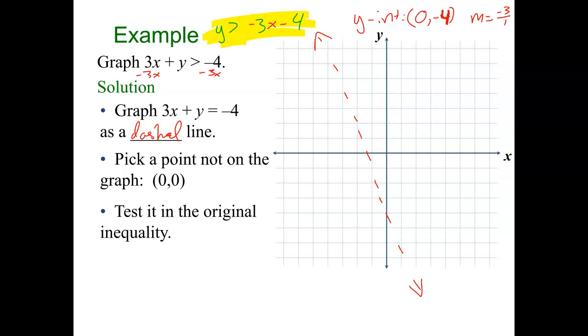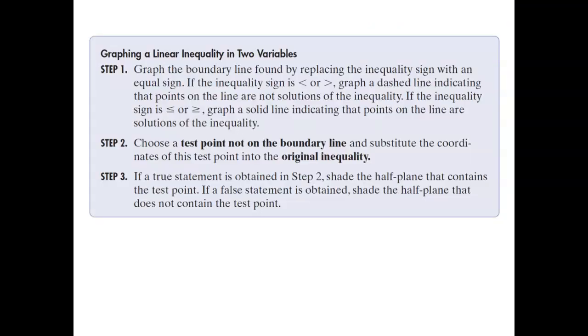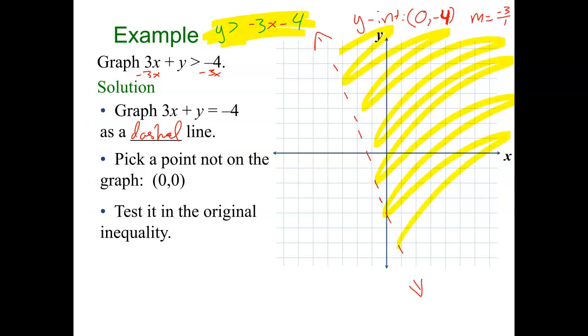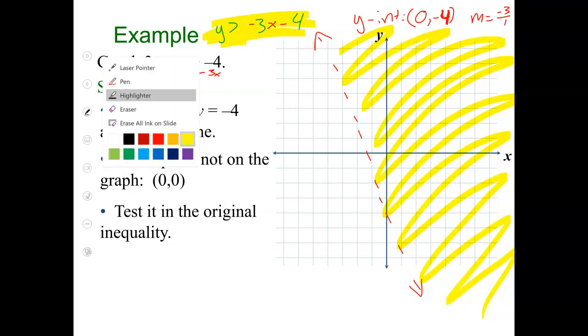So if I have my line, and I want all the y values that are greater than it, am I going to shade above or below? These are all the y values that are greater than my line. So my shading is going to be above my line. And what this says is that all of those points make that inequality true. Every single one of those points and beyond makes that inequality true. Those are all of the solutions. And we can test it.